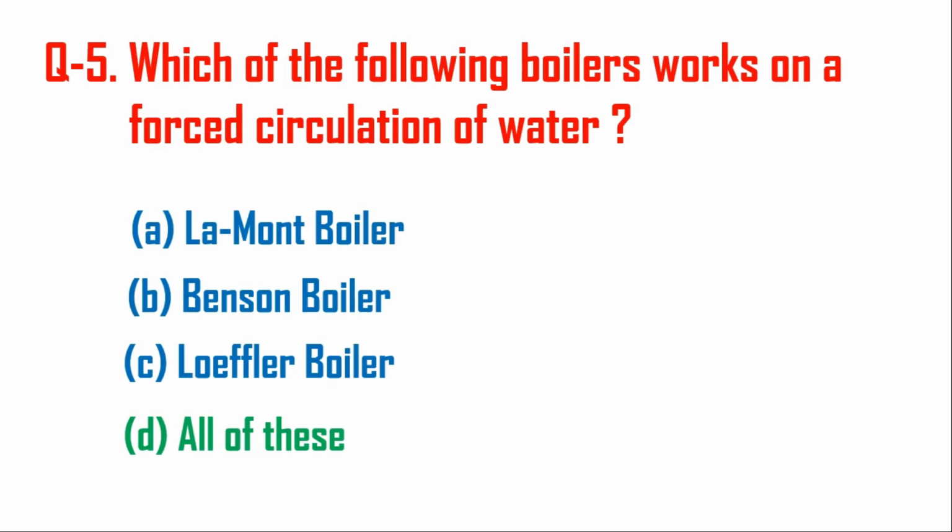Question number 5. Which of the following boilers work on a forced circulation of water? Option A, B and C, Lamont boiler, Benson boiler and Loeffler boiler, these are high pressure boilers, and in a high pressure boiler we are using forced circulation. So the right answer is option D, all of these.